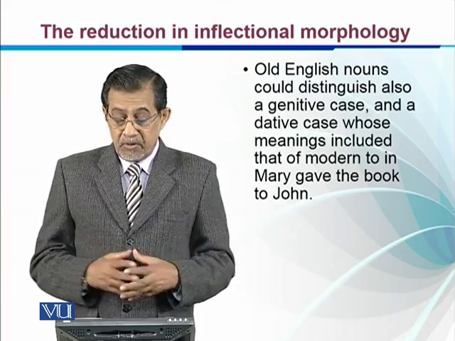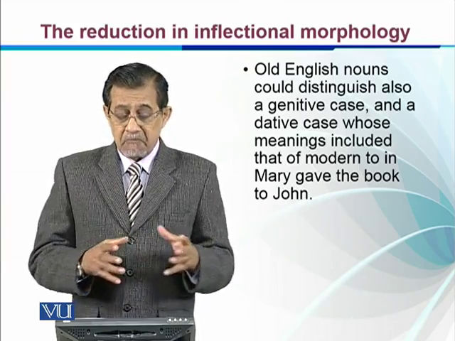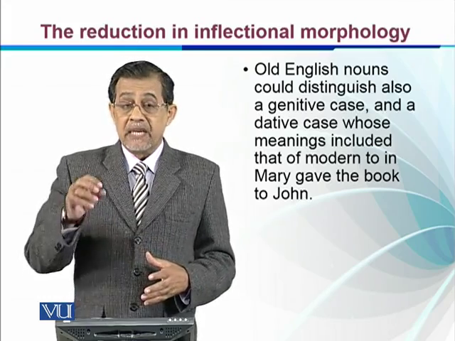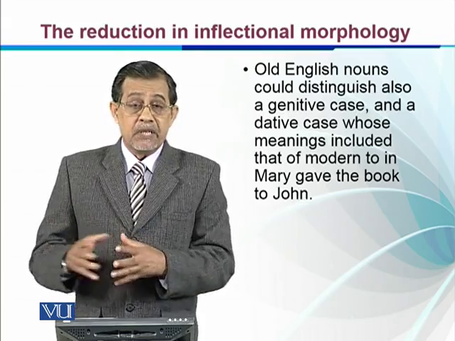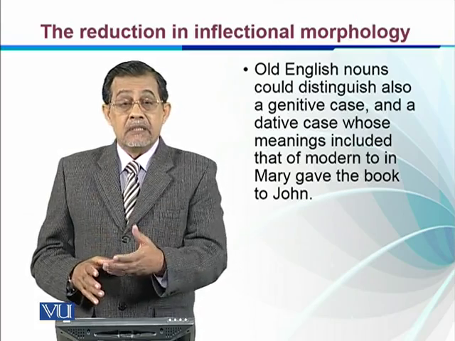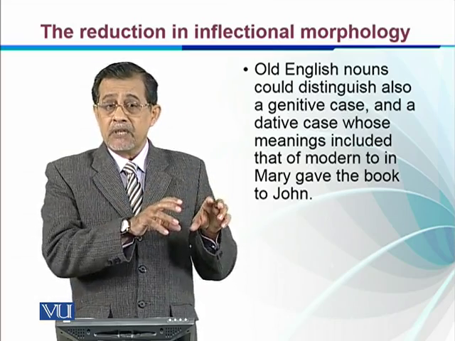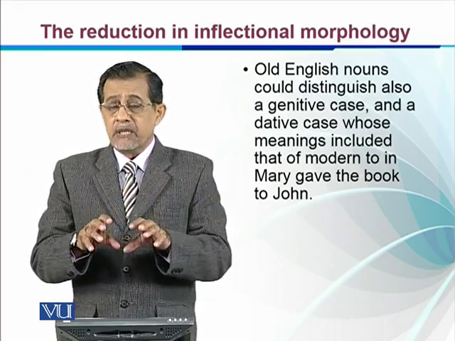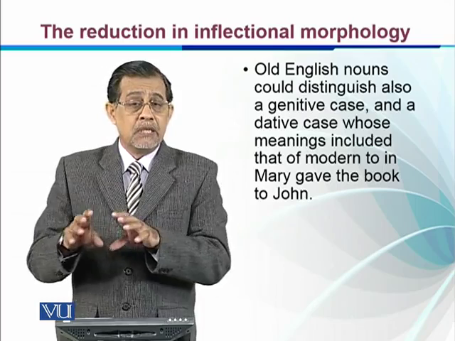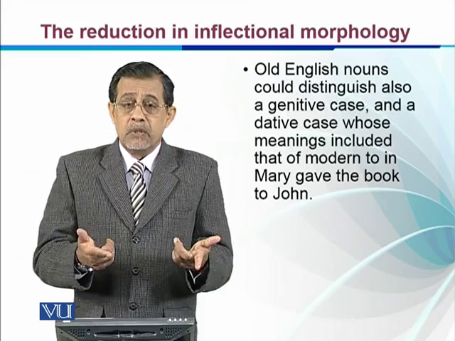In Mary gave the book to John, here the word John is in dative case. Mary is in the nominative case or the subjective case. Book is in the accusative case or the objective case. It is the direct object, and to John is the dative case, it's the indirect object. So the nominative case used to be the subject, the accusative case used to be the direct object, and dative case used to be the indirect object. Though the grammar plays the same role even now.